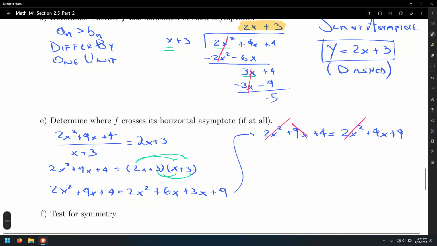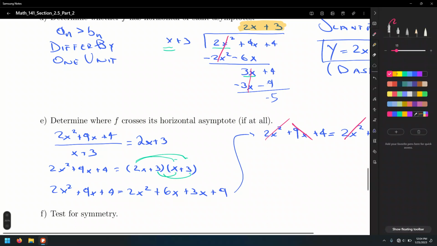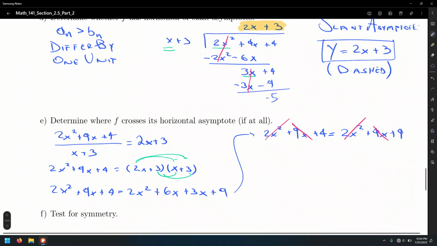Likewise, these two 9x's are going to get canceled out as well, and we are going to get something pretty weird in here. So what's that? 4 equals 9. Well, 4 is not equal to 9, all right? So that means we have a contradiction. Therefore, no solution.